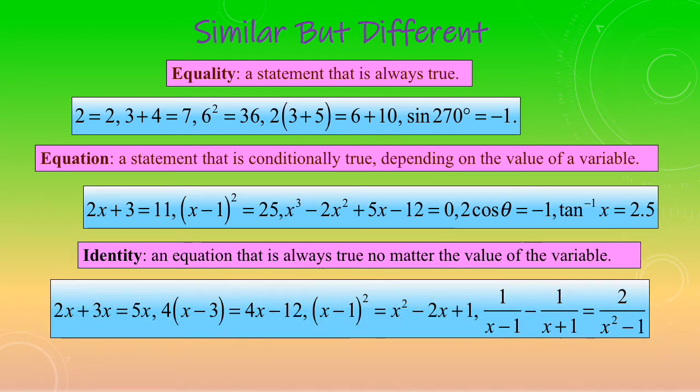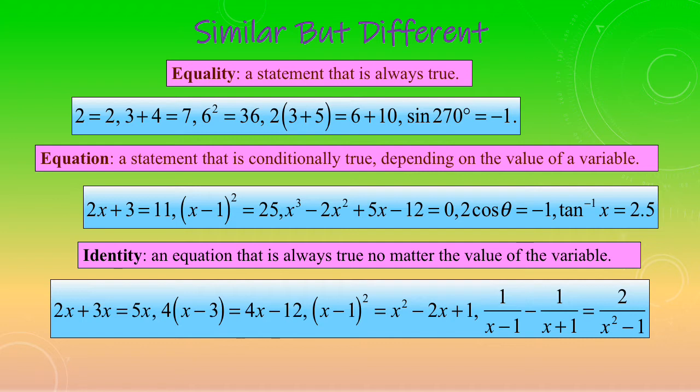An identity is an equation that is always true, no matter the value of the variable. 2x plus 3x is equal to 5x is always true. It does not matter what x is. 4 times quantity x minus 3 is always equal to 4x minus 12. Quantity x minus 1 squared is equal to x squared minus 2x plus 1. Again, the value of x does not matter.